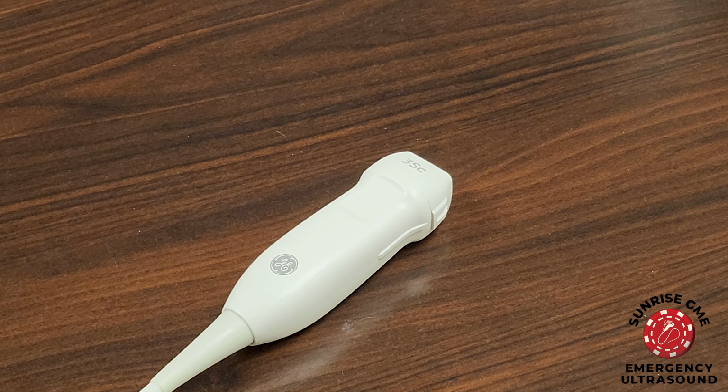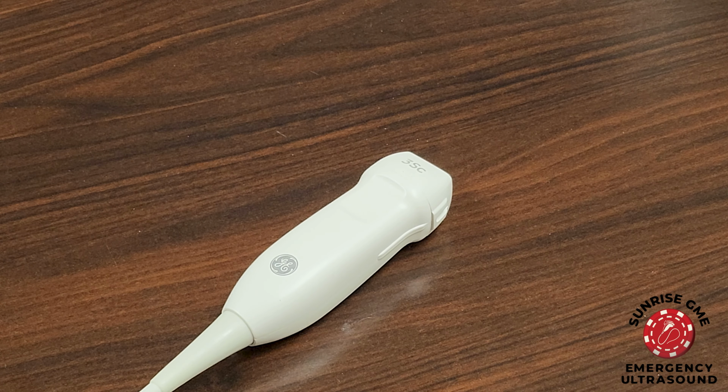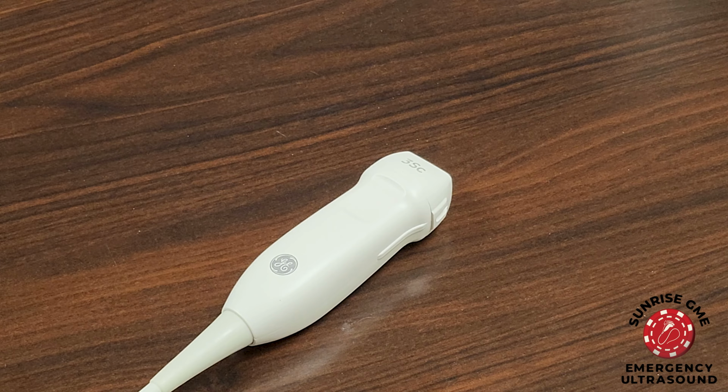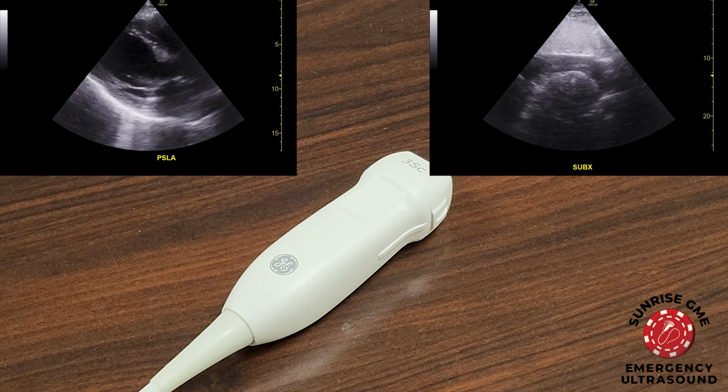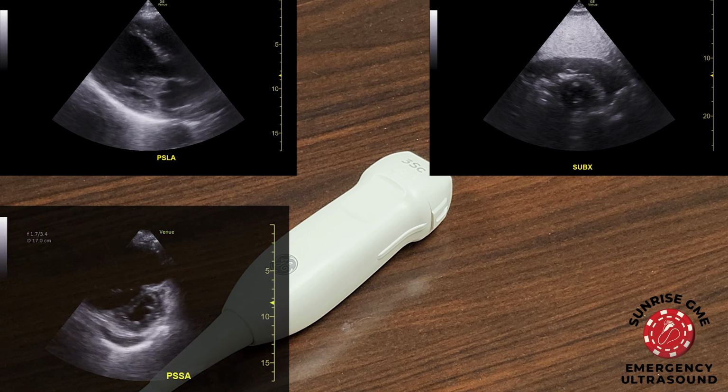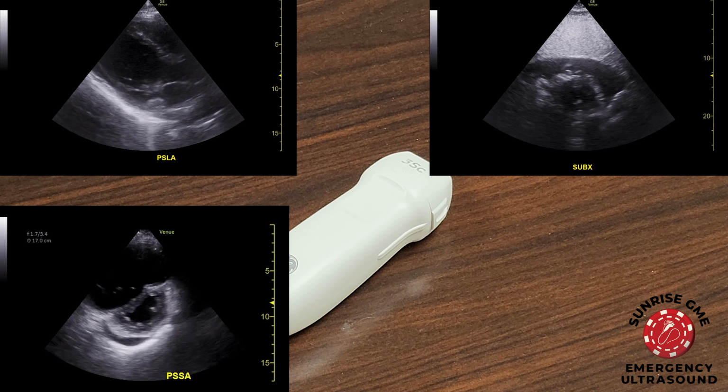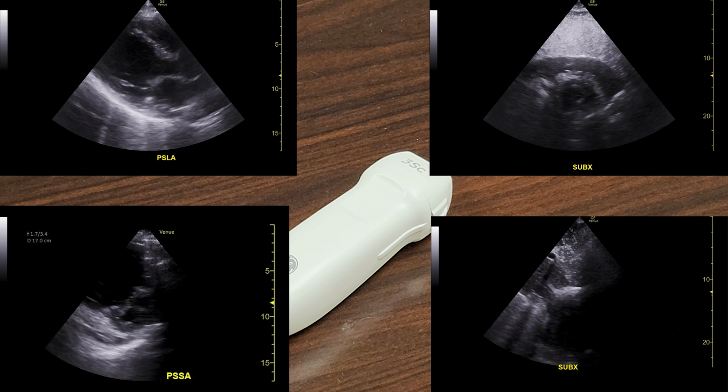The point-of-care transthoracic cardiac ultrasound is performed with a phased array transducer. The purpose of this exam is to estimate ejection fraction, identify pericardial effusion and/or tamponade, look for signs of right ventricular strain, and evaluate for return of spontaneous circulation during cardiac arrest.